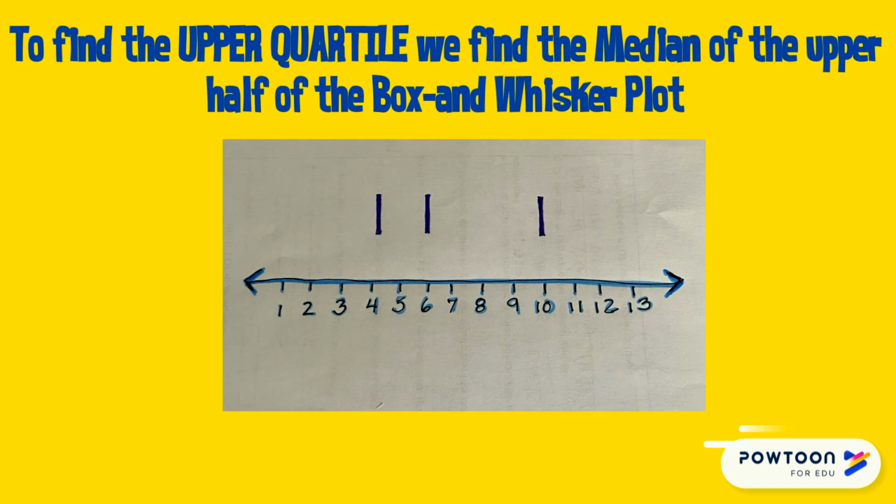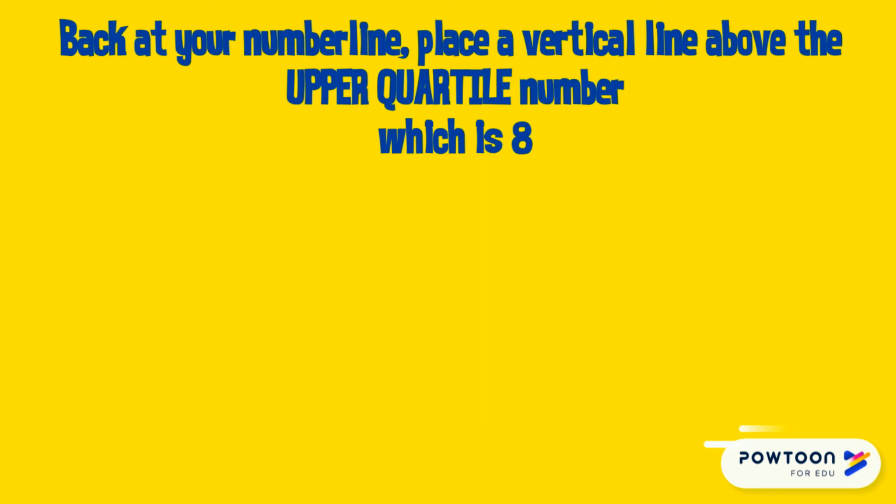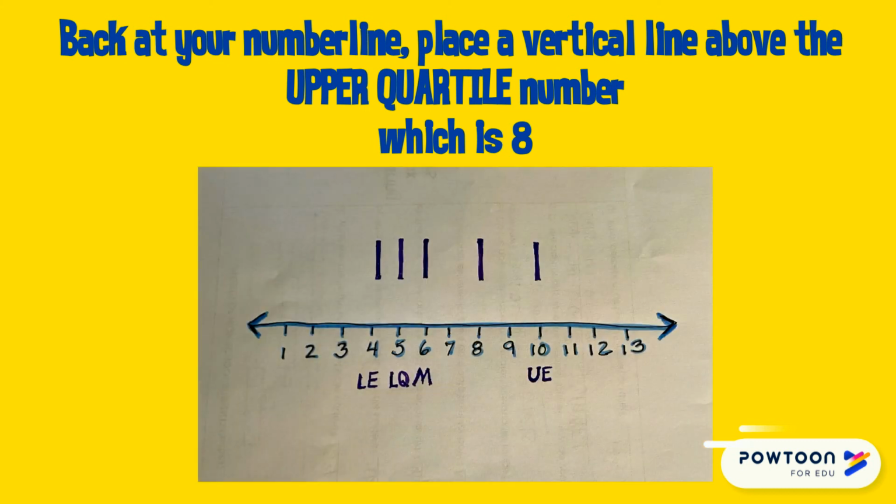To find the upper quartile, we find the median of the upper half of the box and whisker plot. Here I've boxed off those numbers for us to see, and if you look, you can tell that the median here is 8. So our upper quartile is 8. Back at your number line, place a vertical line above the upper quartile number, which is 8.